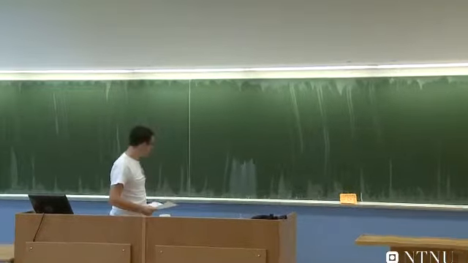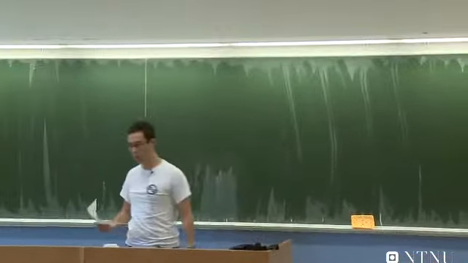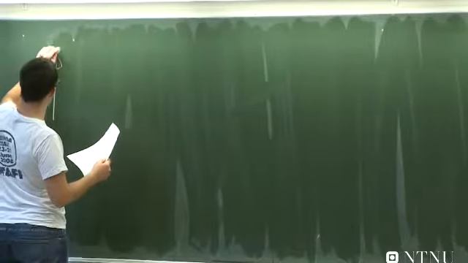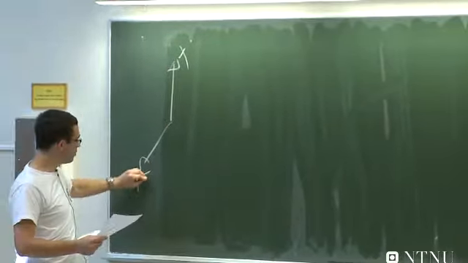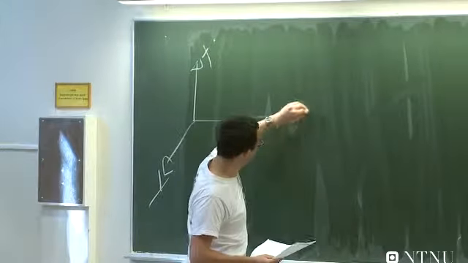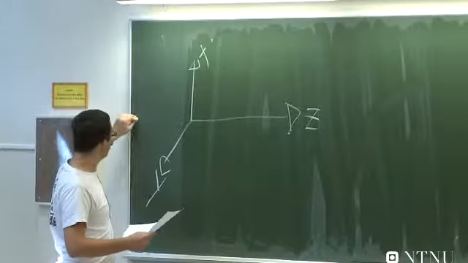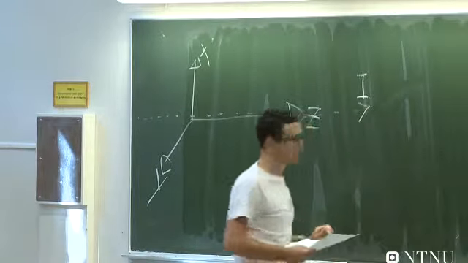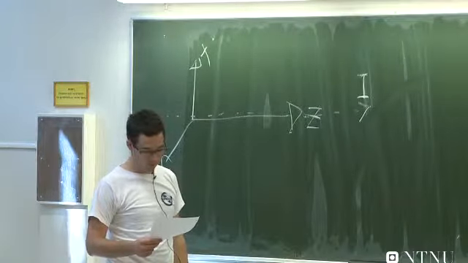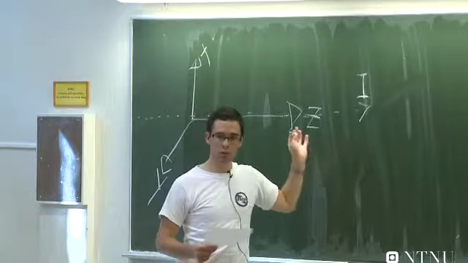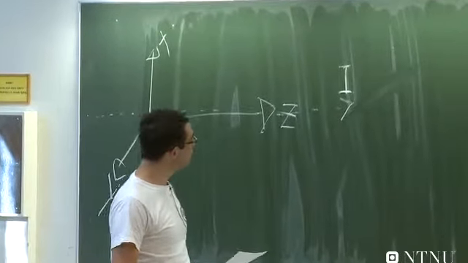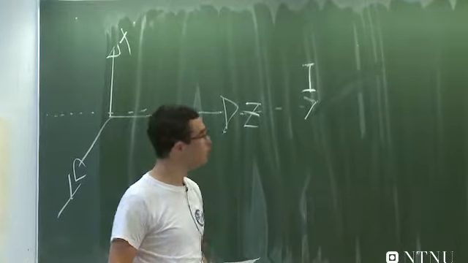Let's look at how you would calculate the field from an infinitely long wire using the Biot-Savart law. I'm just going to define a coordinate system and some variables. Along the z-axis I put an infinitely long wire, or at least a long wire, and it has a constant current I.